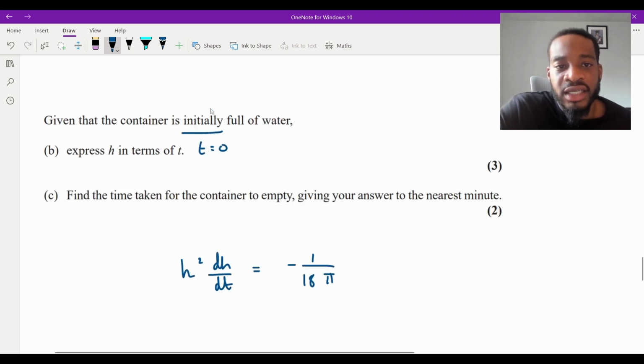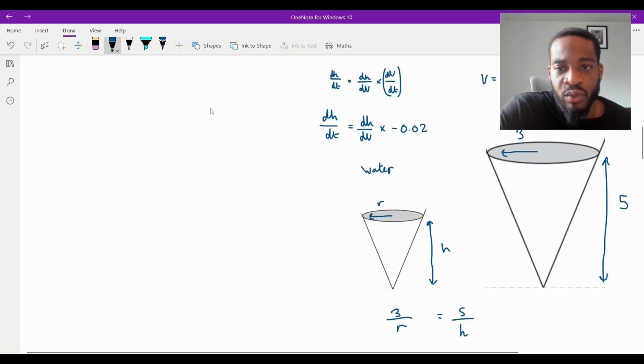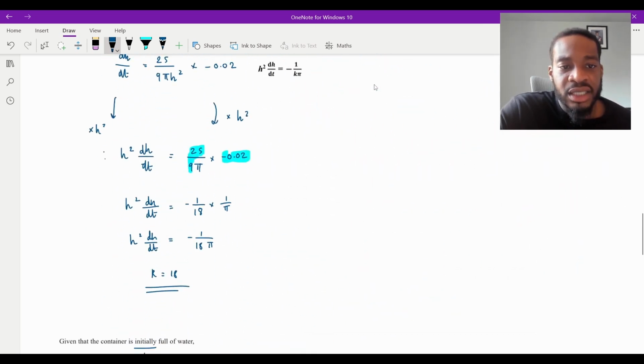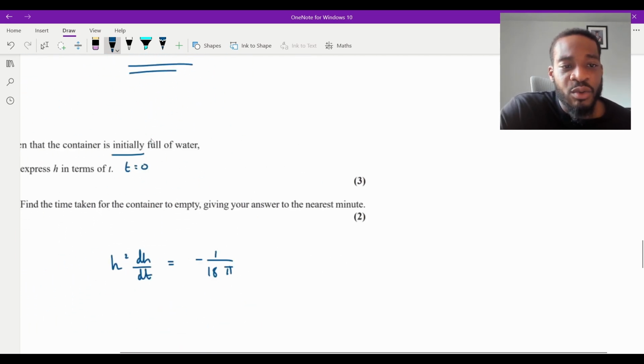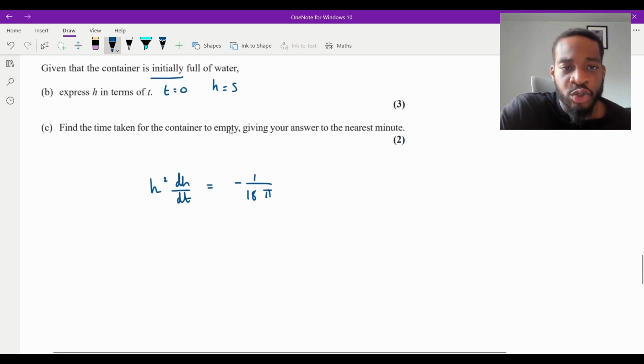And then from the context, if you're full of water in this cone anyway, the cone was 5 meters high, wasn't it? As we saw right here. So what we can deduce from that sentence is that it's essentially a fancy way of saying t equals 0 and h is equal to 5. So we're going to use this to solve our differential equation.